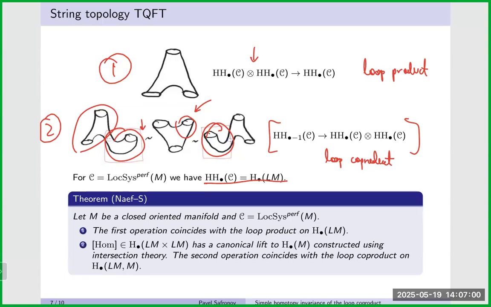Are there any questions so far? Yeah, I'm a bit confused. So the Euler structure, does it come in when you construct the map in number 2 using these cobordisms, or does it come in the lift part?